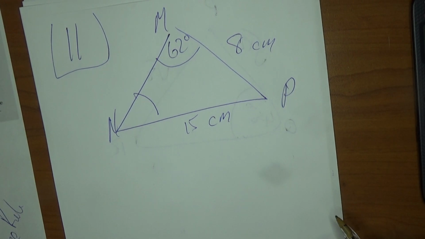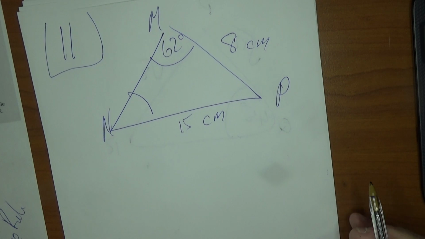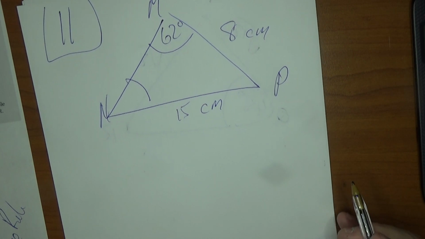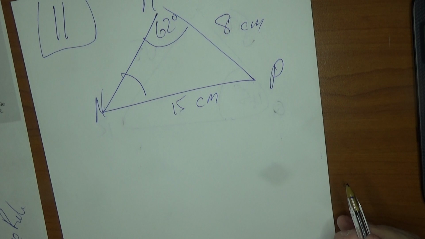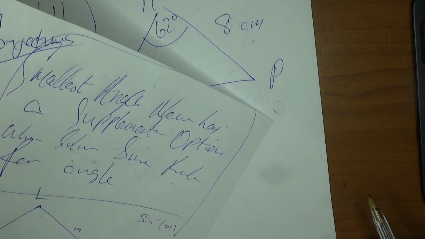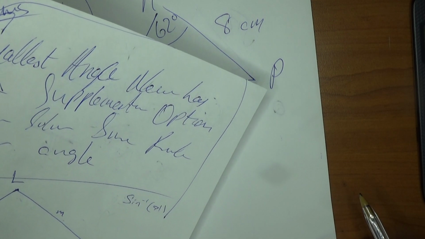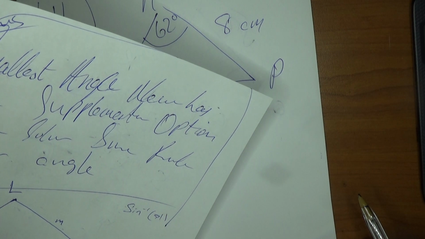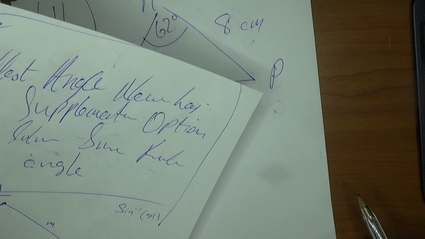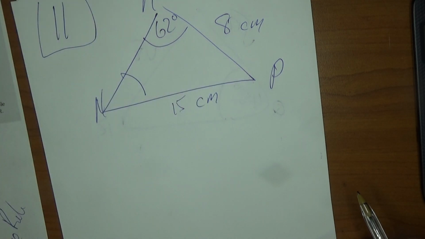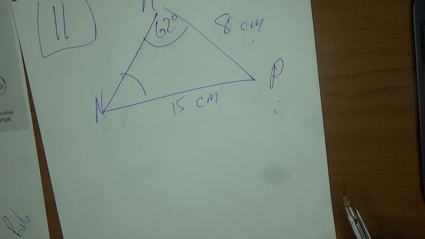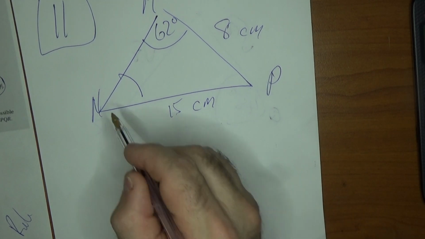Okay, time to work again on our conjecture. Well, I'm not even sure what our conjecture is anymore, so let me see what we wrote. The angle opposite the shortest side. Our conjecture was that the smallest angle has a supplementary option when solving. I'm not too sure about that, so let's see. Let's get it anyway.